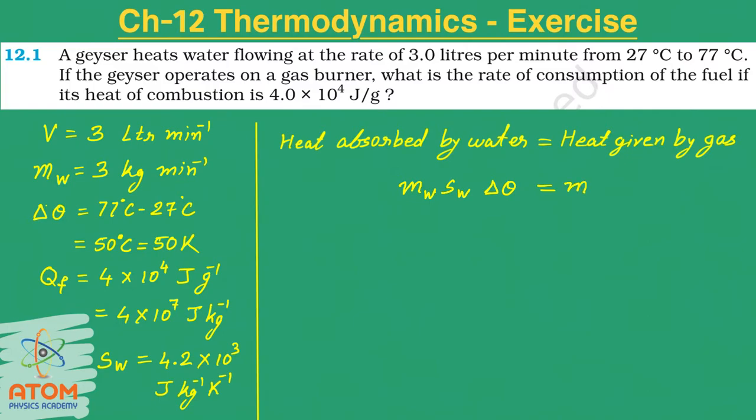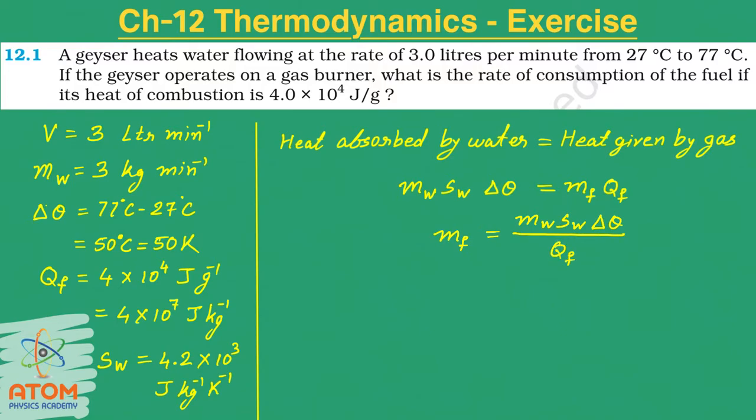Let us say the mass of gas, or say mass of fuel, is mf and the heat given by fuel per 1 kg is qf. So the total heat produced by the gas fuel will be mf into qf, and here we need to find out mf itself. So I'll make mf the subject, so we can write mf equals mw sw delta theta upon qf.